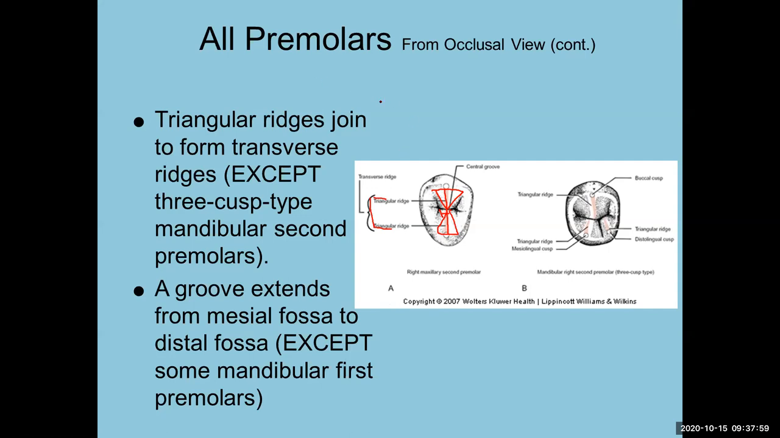You have a triangular ridge. This is the three cusp type. You've got a triangular ridge here, a triangular ridge, and a triangular ridge. None of them form a transverse ridge for the three cusp type.